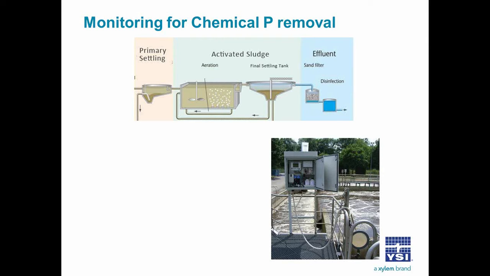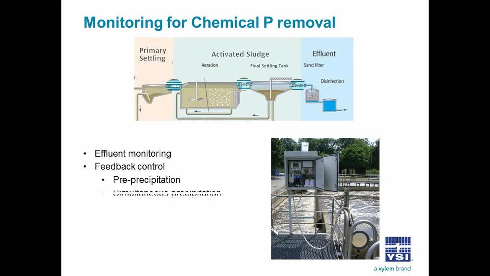Monitoring for chemical P removal is addressed in this slide. The first attempt usually is in the effluent, monitoring the effluent phosphate to help you understand how well your treatment process is performing. But in order to get a better handle on proper chemical dosing, some feedback control may be needed. And in the case of pre-precipitation, locating a phosphate analyzer in the primary effluent could give you the feedback you need to dose chemical in the primary effluent.